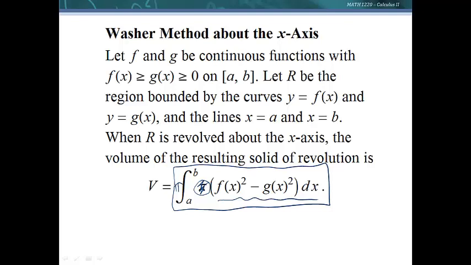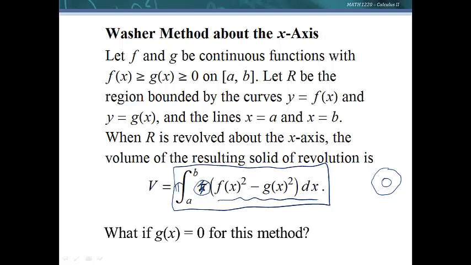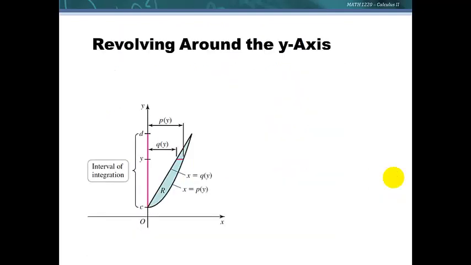Now looking at this, basically our cross-sectional areas are disks minus these holes in the middle, so they are washers. But what if g of x is 0? If the lower function is 0, essentially the lower function is the x-axis, and so you wouldn't be subtracting off any hole, and you would be finding just the integral from a to b of pi f of x squared, which is the disk method. So really the disk method is the washer method with the special case of g of x being 0.